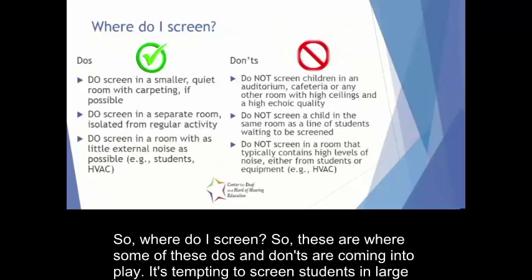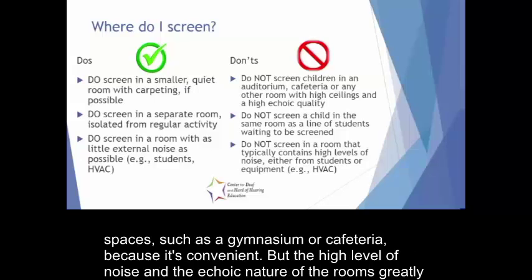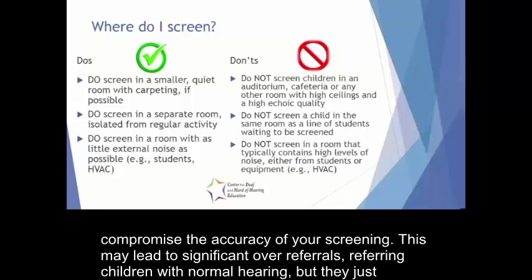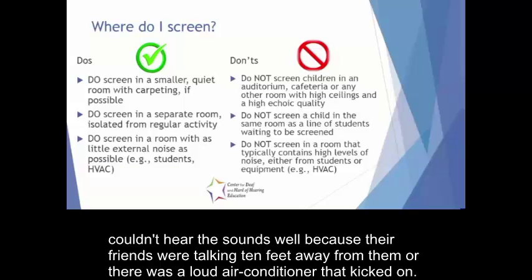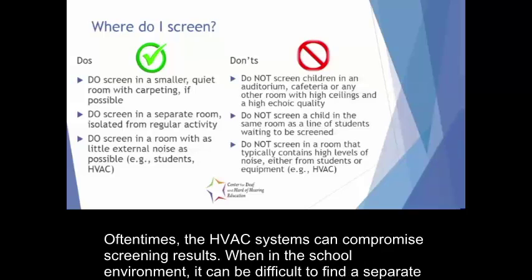So where do I screen? These are where some of these do's and don'ts come into play. It's tempting to screen students in large spaces, such as a gymnasium or a cafeteria, because it's convenient. But the high level of noise and the echoic nature of the rooms greatly compromise the accuracy of your screening. This may lead to significant over-referrals, referring children with normal hearing who just couldn't hear the sounds well because their friends were talking 10 feet away from them, or there was a loud air conditioner that kicked on. Oftentimes, the HVAC systems can compromise screening results.